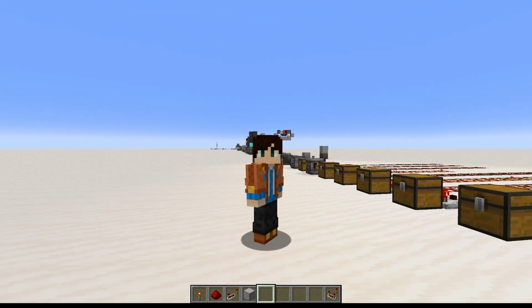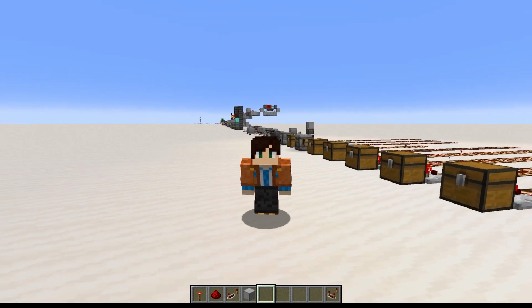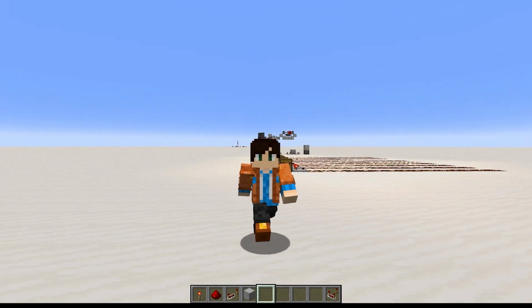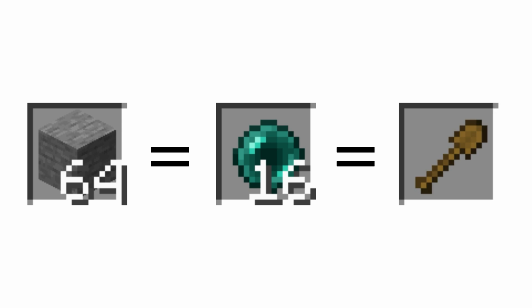By the way, there's a reason I keep saying container fullness rather than number of items, and the reason for that is that different types of items count differently. More specifically, it counts by fractions of a stack rather than by the actual number of items, meaning that to a comparator, 64 stone, which stacks to 64, counts the same as 16 ender pearls, which stack to 16, which also counts the same as a wooden shovel, which is unstackable, because each of those fill a slot completely.